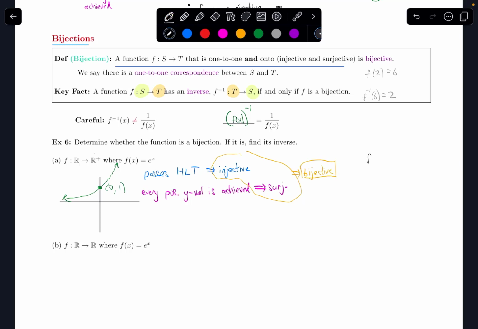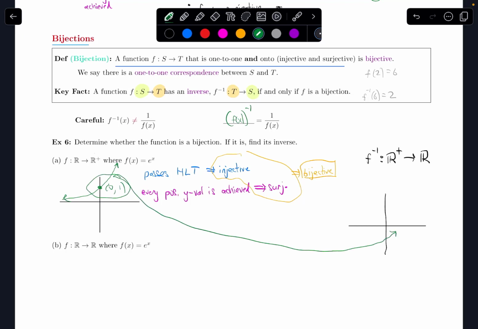So the inverse, f inverse, will switch the domain and codomain. The domain now is the positive reals, and the codomain is the reals. If I think about the graph, it's going to switch the input and the output. So for a point like (0, 1), if I switch the input and the output, that now goes to the spot (1, 0).